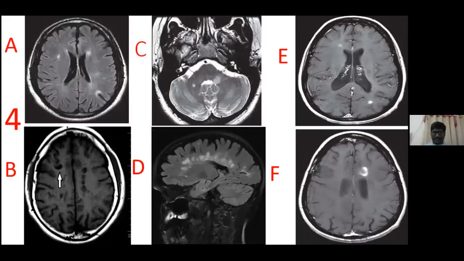All these images are classic of multiple sclerosis. So the moment you hear Dawson's fingers and incomplete open ring enhancing lesion, okay, Dawson's fingers, juxtacortical, periventricular, infratentorial lesions, all favor multiple sclerosis.